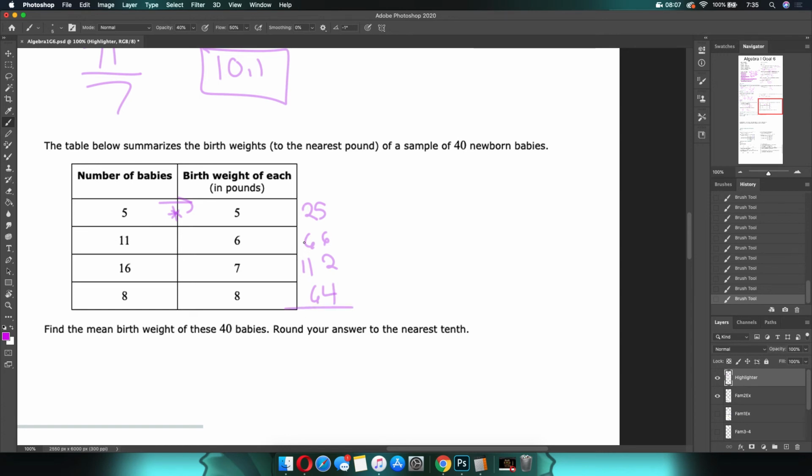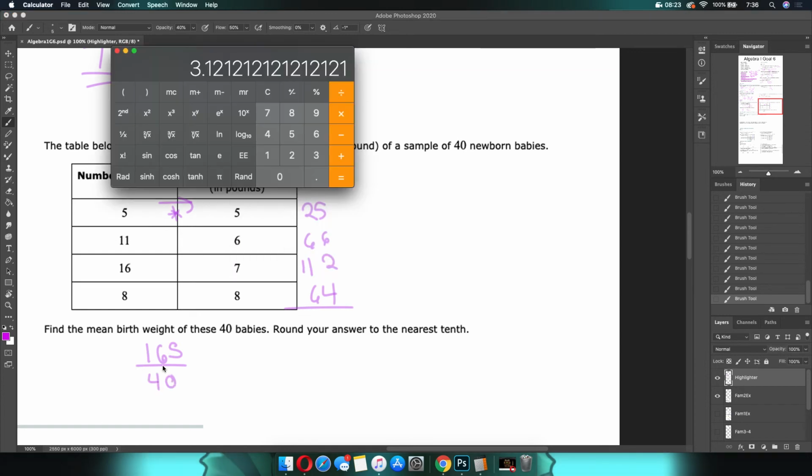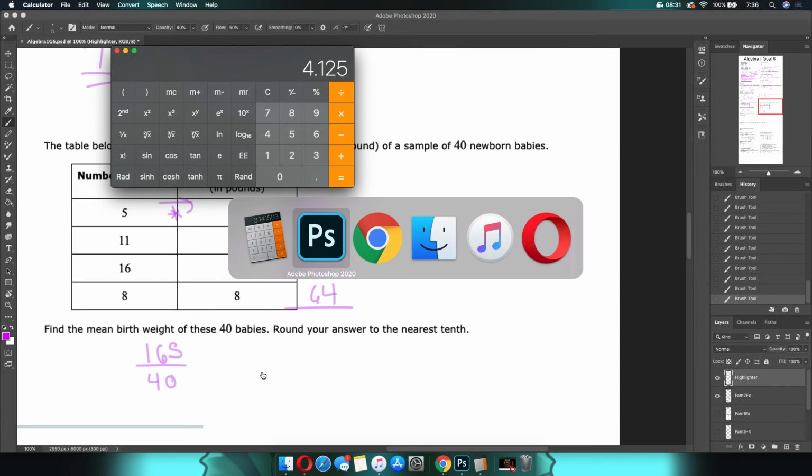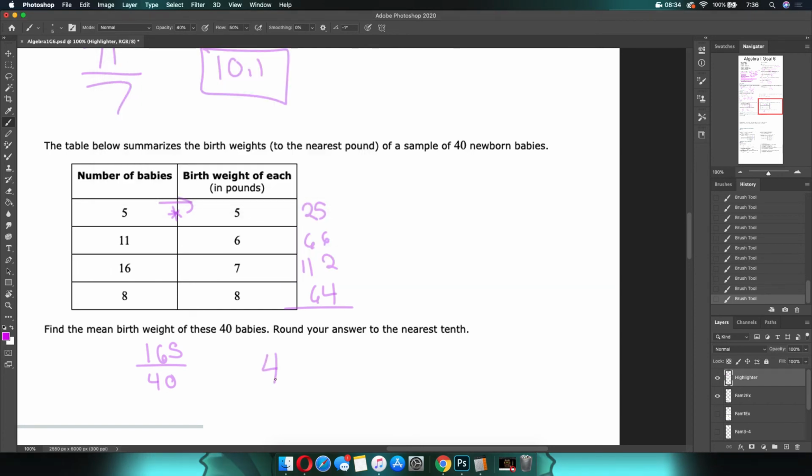So 66 and 64 is 128. 128 and 110 is 130, 140. 140 and 25 is 165 divided by the 40. So let's see here. We have 165 divided by 40 equals 4.125. So 4.1. There we go. That's what a weighted mean looks like. You multiply across and then you can do your adding.